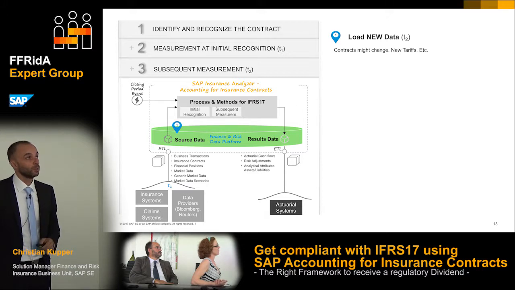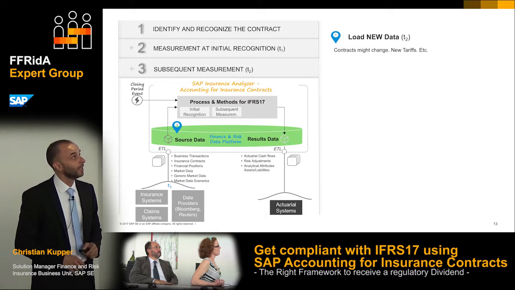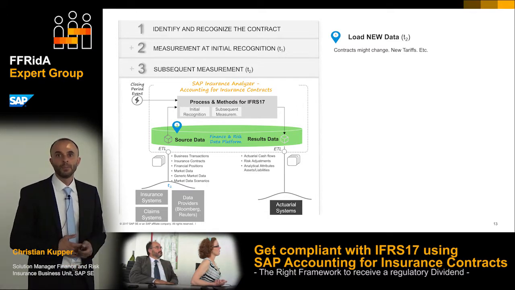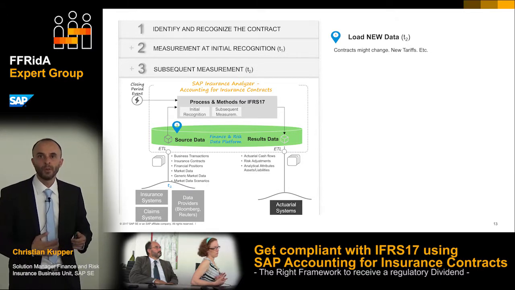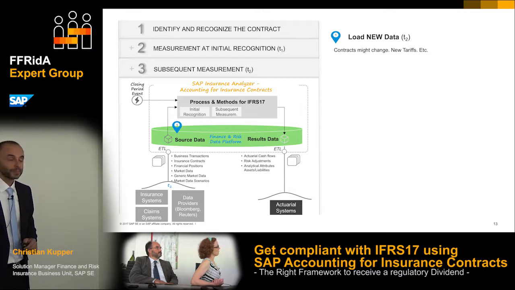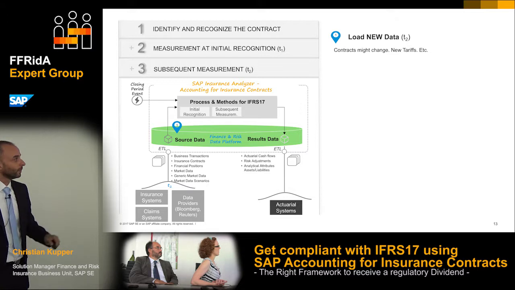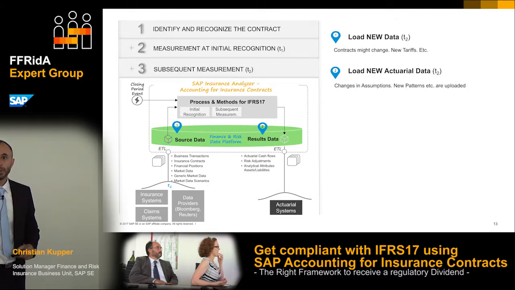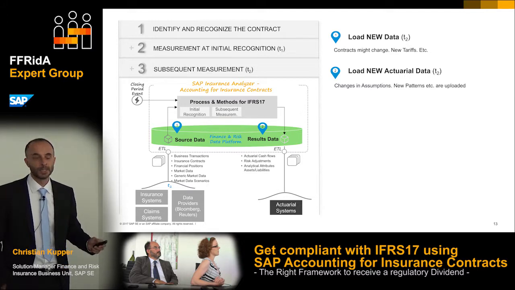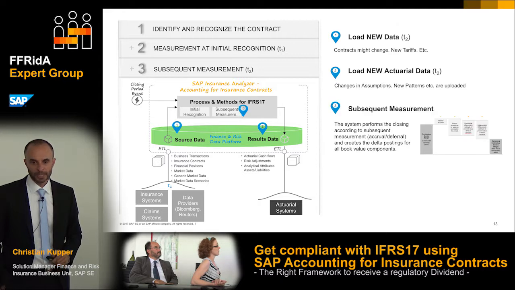So you start to load new data, so you get new cash flows from the actuarial side. Maybe the contracts have been changed, the duration has been prolonged, the claims assumptions or the mortality tables have changed. So you get new data from the tools on the one side, and of course you get changes in assumptions like the mortality tables, claims assumptions, or new patterns from the actuarial side.